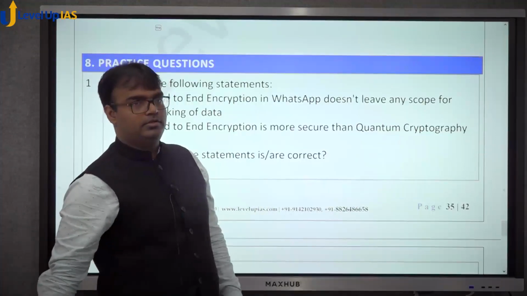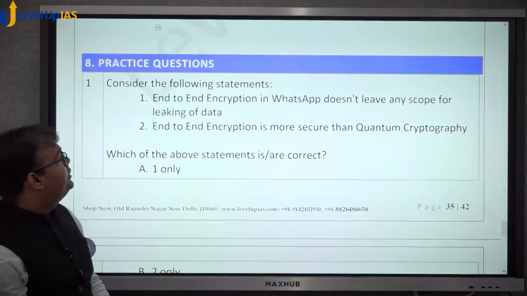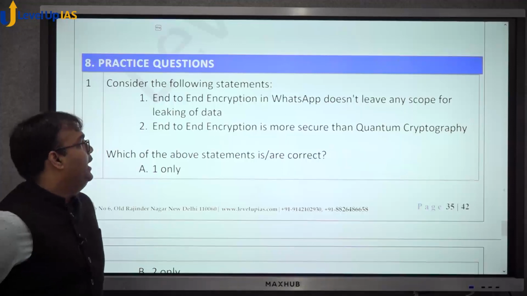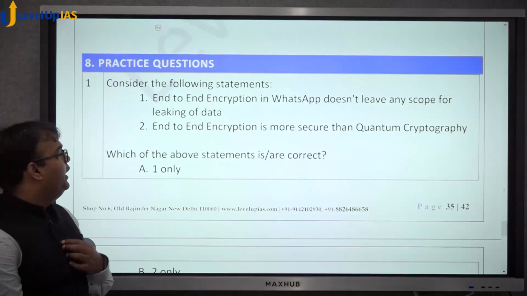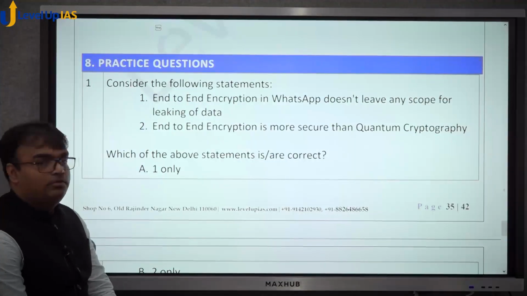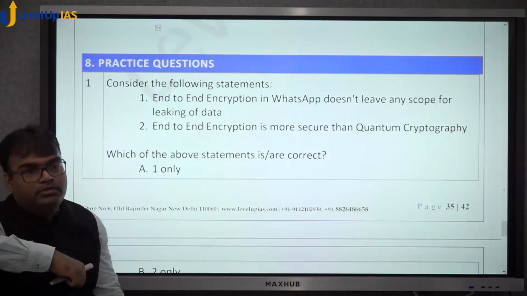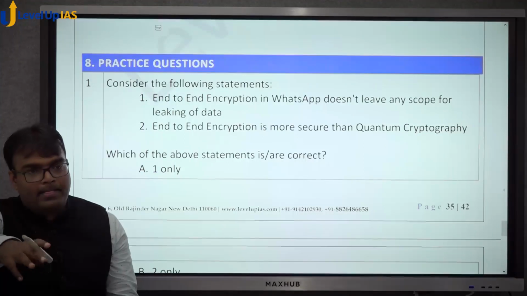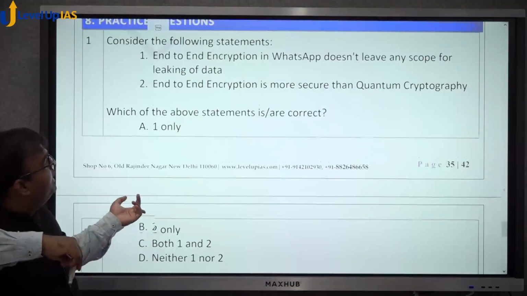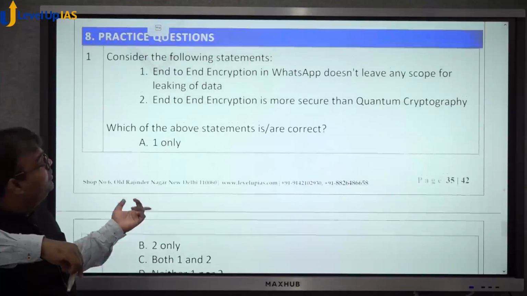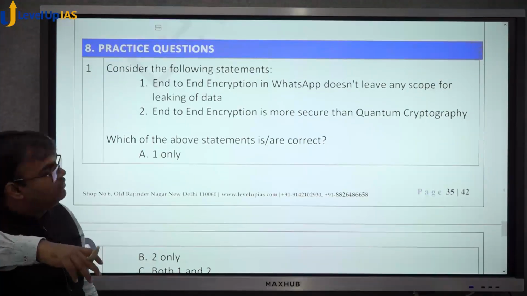You'll start. First question, consider the following statements. End-to-end encryption in WhatsApp doesn't leave any scope for leaking of data. End-to-end encryption is more secure than quantum cryptography. D. Both are incorrect. End-to-end encryption does not leave any superficial data.